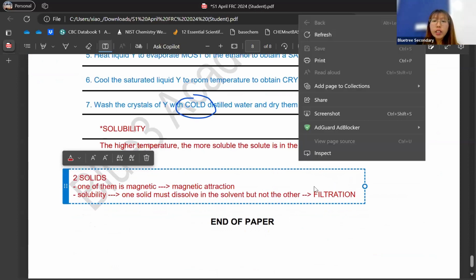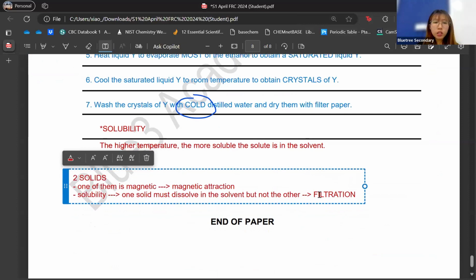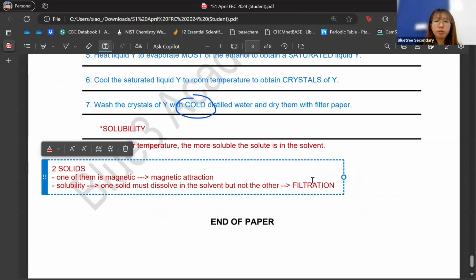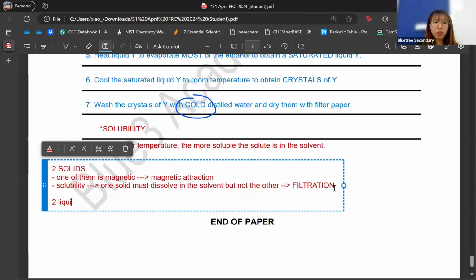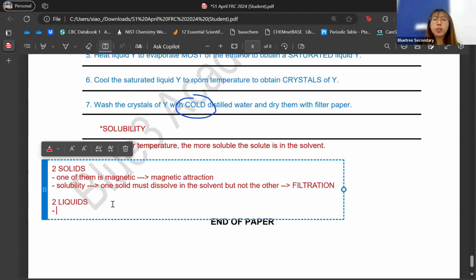Okay, so to answer the next question that Jenny has posed: what happens if you have two liquids in a mixture? Same thing, you ask yourself, can the liquids mix well with each other or not? Because if the liquids mix well, like ethanol and water, which is what we call a miscible liquids mixture, you perform fractional distillation to separate the miscible liquids.